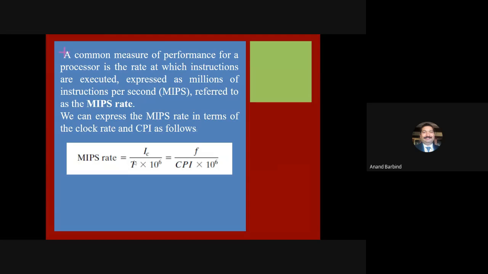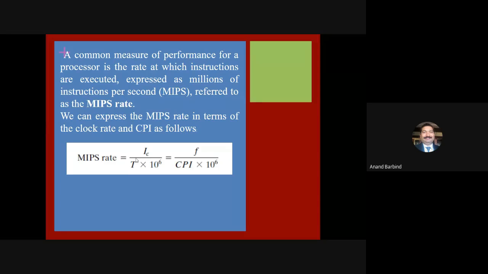It can also be computed from the IC, that is the total number of instructions executed, and the time in which those instructions are executed. IC is the number of instructions executed. T is the time required for execution of those instructions, and IC divided by T is then divided by 10 to the power 6. This is how you get the MIPS rate.